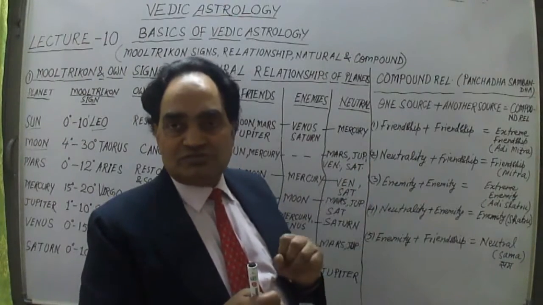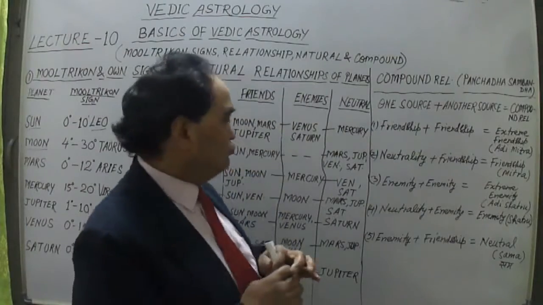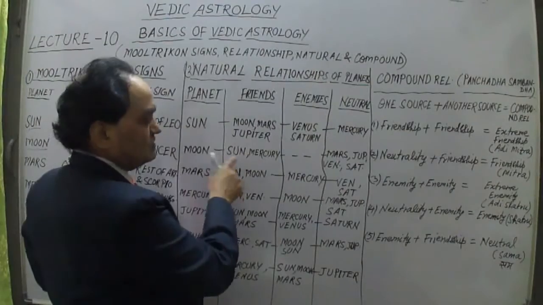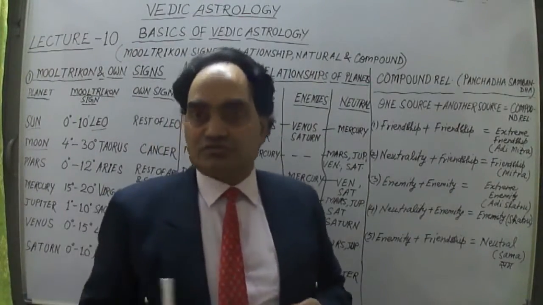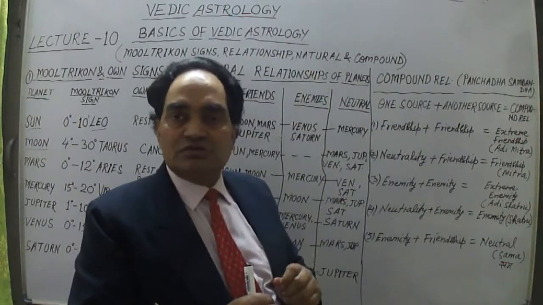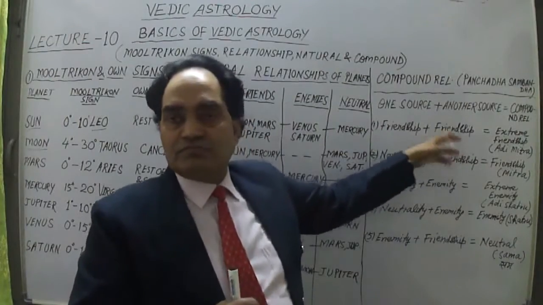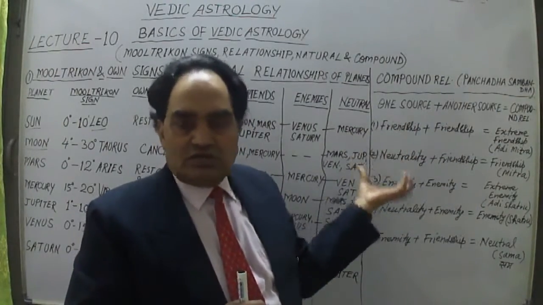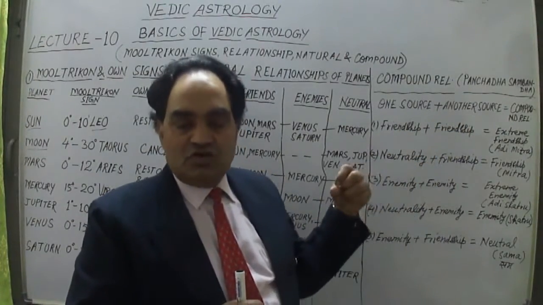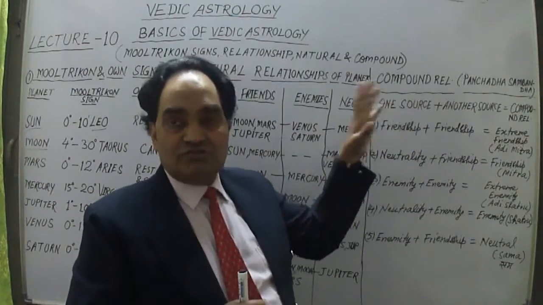For example, Moon and Sun are Adhi Mitra. Moon is a friend for Sun, and for Moon, Sun is a friend. So Moon and Sun are Adhi Mitra. In this way we remember them. So one friendship, other friendship, two planets having this kind of relationship: both are friends, which means extreme friendship. In Sanskrit this is known as Adhi Mitra.